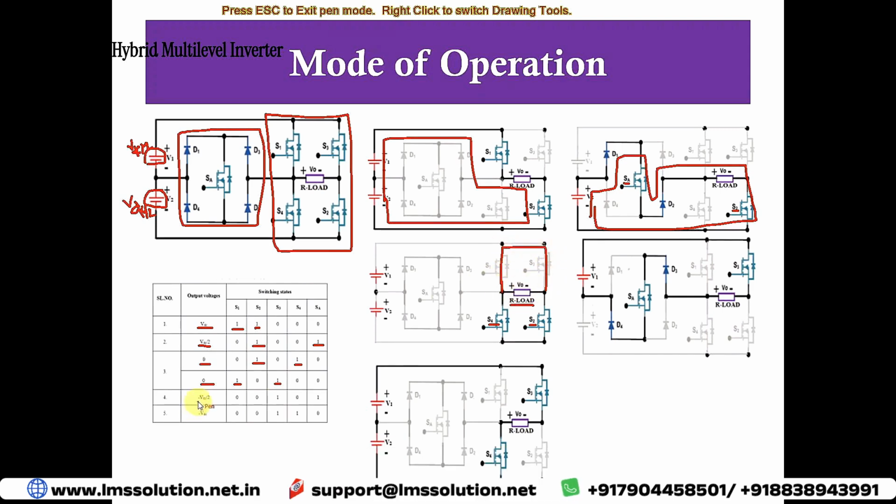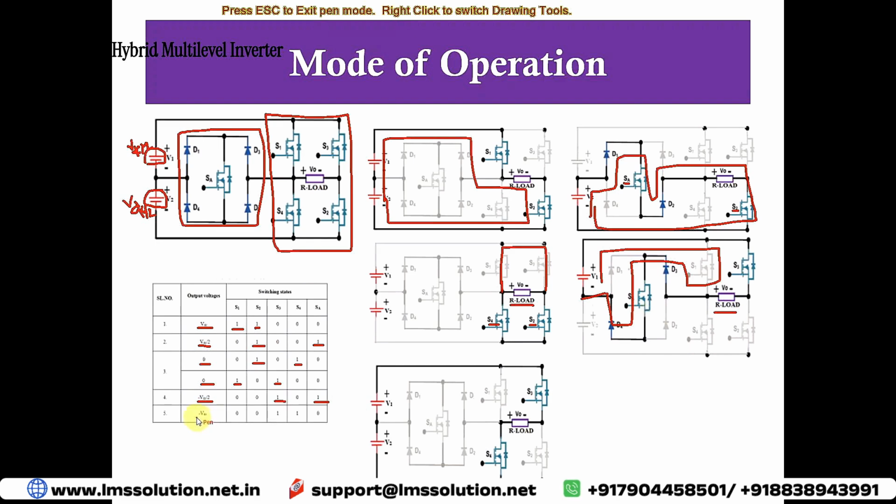For minus VDC by 2, we need to turn on S3 and S5. That means the circuit will be closed like this, and the voltage will appear across the load with negative polarity. The load has minus VDC by 2. This is when we turn on S3 and SA.